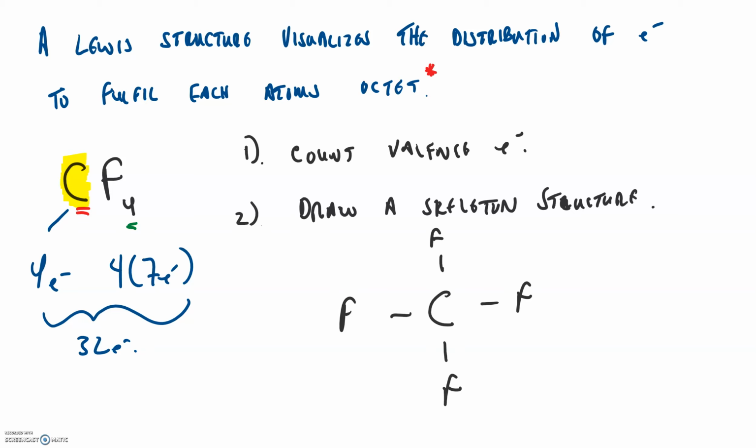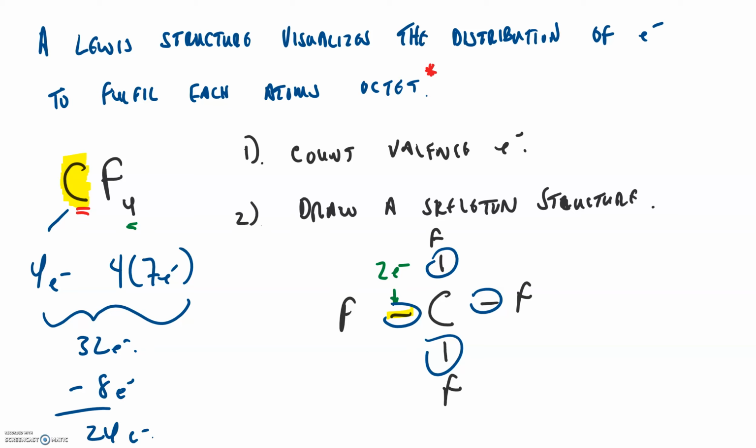We're going to use a single line to represent a bond involving 2 electrons. So that means that each time we see a line like this, that's 2 electrons total. Obviously, the bonding occurs when we share electrons, and each of these fluorine atoms is sharing 2 electrons with the carbon. So that means that of our 32 electrons, we have used a total of 2, 4, 6, 8 electrons in the bonding. And that means that we have 24 electrons left to play with.